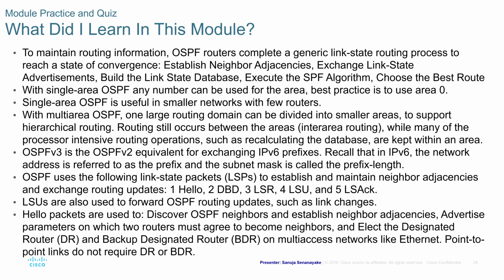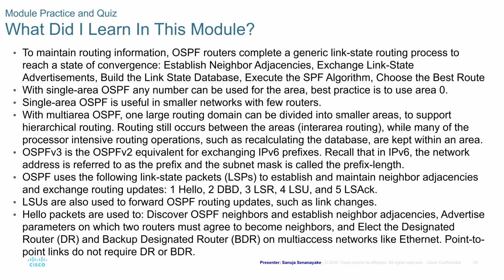We also learn to maintain the routing information. The OSPF routers complete a generic link state routing process to reach a state of convergence: establish neighbor adjacencies, exchange link state advertisements, build the link state database, execute the SPF algorithm, and choose the best route. So those are the basic steps that it takes.